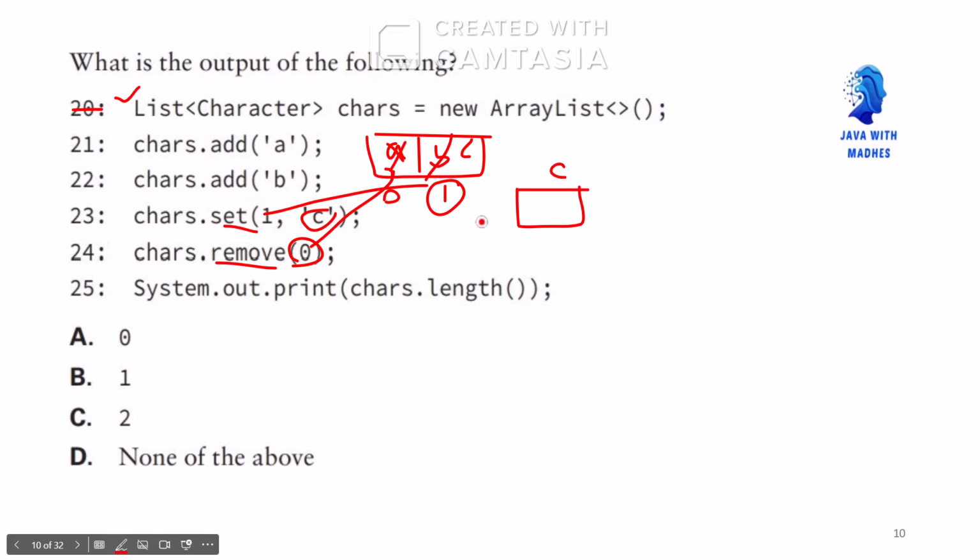It is dynamic, right? So the index will be adjusted automatically, only one element. So this C will be stored in index 0. That is what is happening.